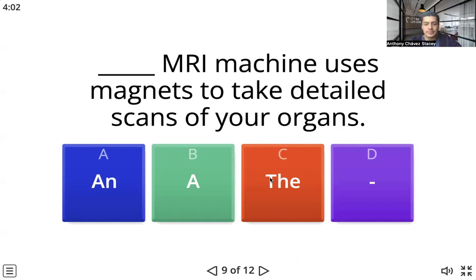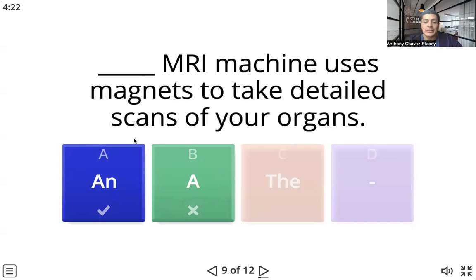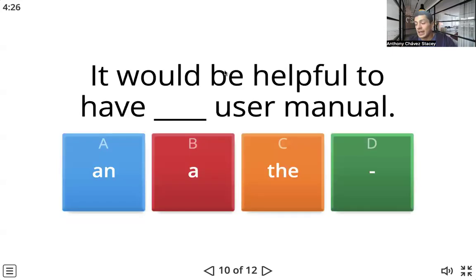And the MRI machine use machines to take detailed scans of your organ. So in this case, we can use the or an. Both of them are correct if we use them according to the context. So let's see. I think this one was correct. Yes, MRI, because it starts with an M sound, it's fine to use a. The next one will be.